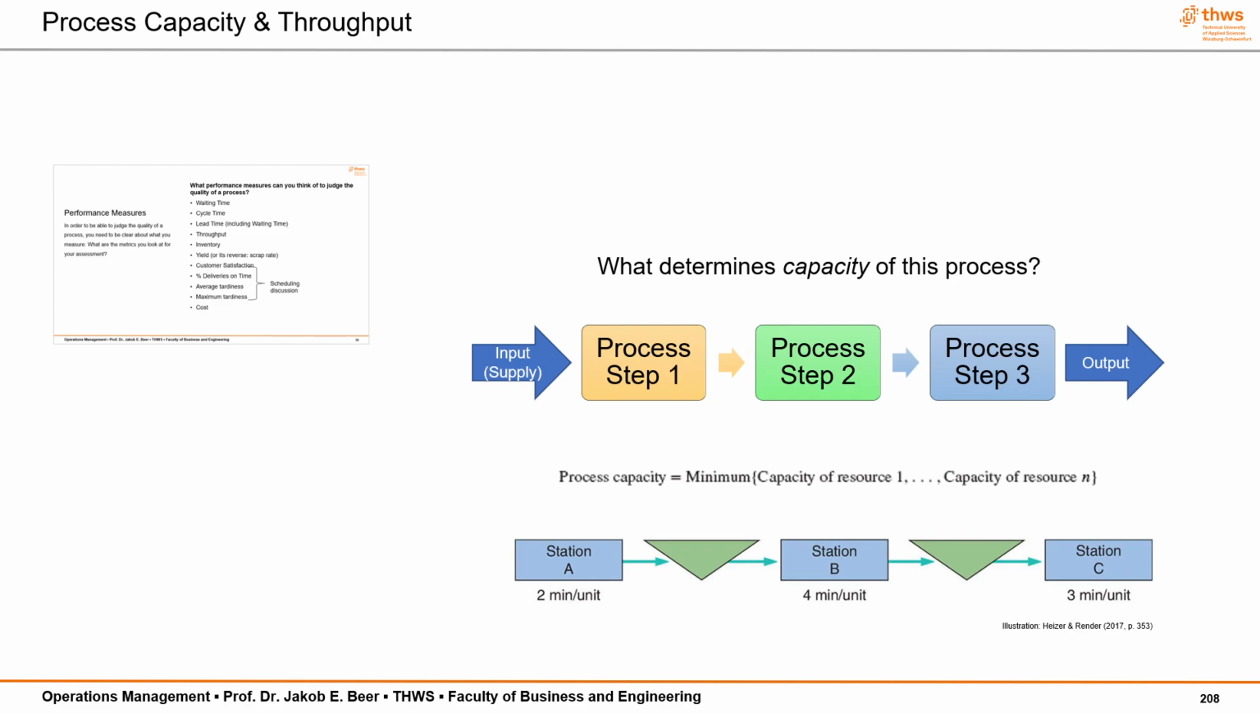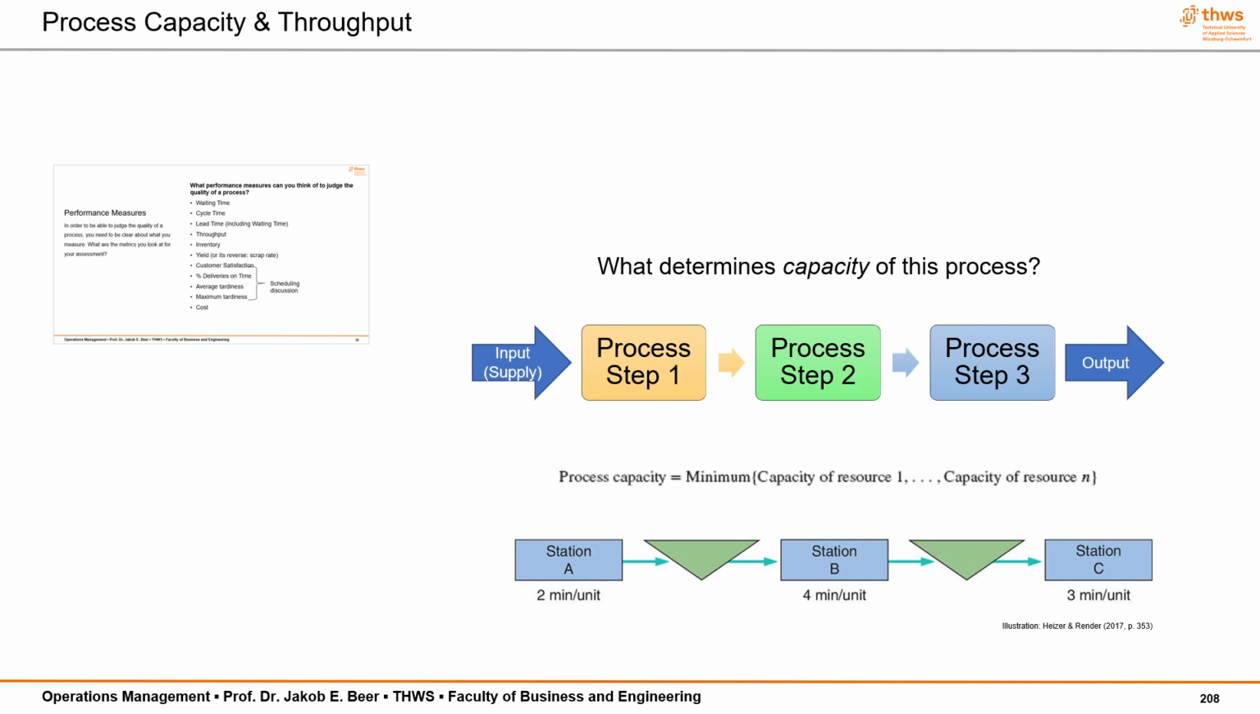The second thing to know is that the process capacity is the minimum of all individual resource capacities that we have in the process. So what is the lowest, which process step has the lowest capacity? Well, if capacity is the inverse of process time, then the station with the highest process time has the lowest capacity, which makes sense.